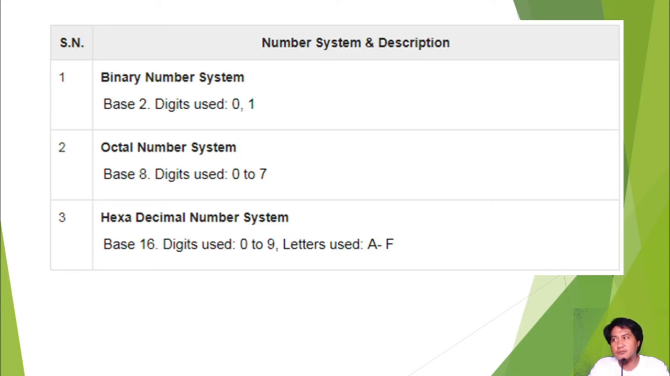The first one is the binary system. It only uses two digits, zeros and ones, so it is base 2. The octal number system is base 8, and the digits used are 0 up to 7. Then we have the hexadecimal number system, base 16. The digits used are 0 to 9, and the letters used are A to F. Instead of 10, 11, 12, 13, 14, and 15, hexadecimal uses the first six letters of the alphabet: A represents 10, B represents 11, C represents 12, D for 13, E for 14, and F for 15. Since it starts with 0, that is why it is a base 16 number system.